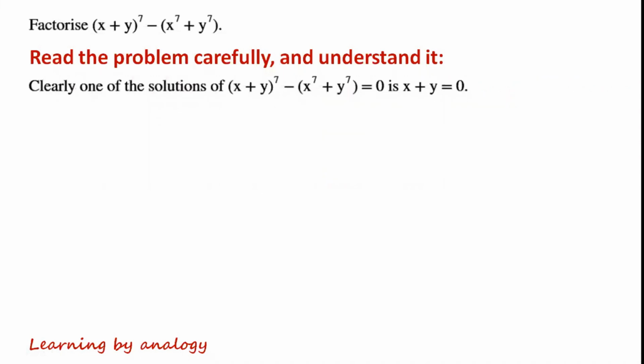Clearly, one of the solutions of (x + y)^7 − x^7 + y^7 = 0 is x + y = 0. So (x + y)^7 − x^7 + y^7 must be divisible by x + y.